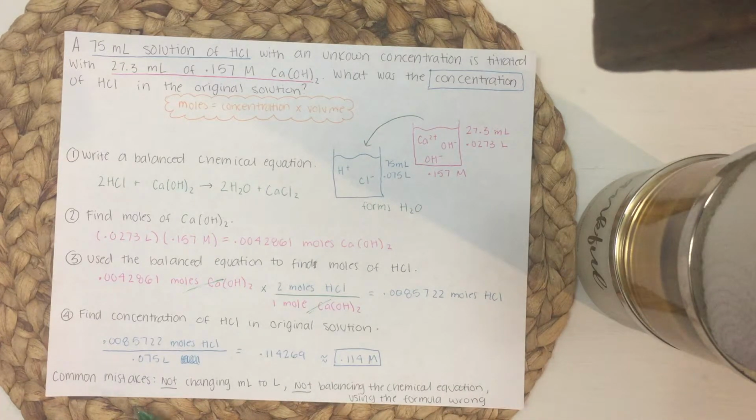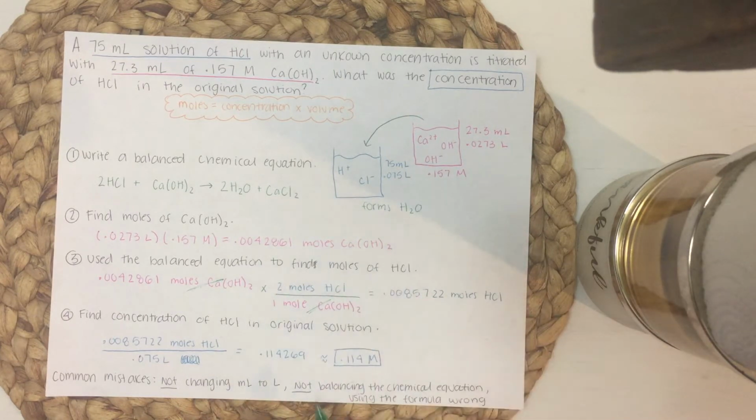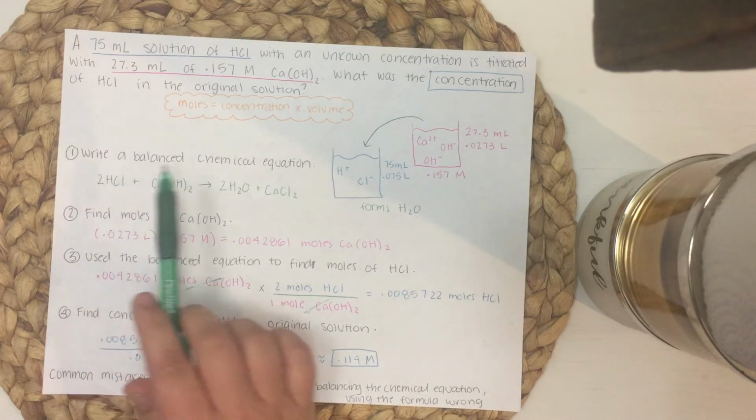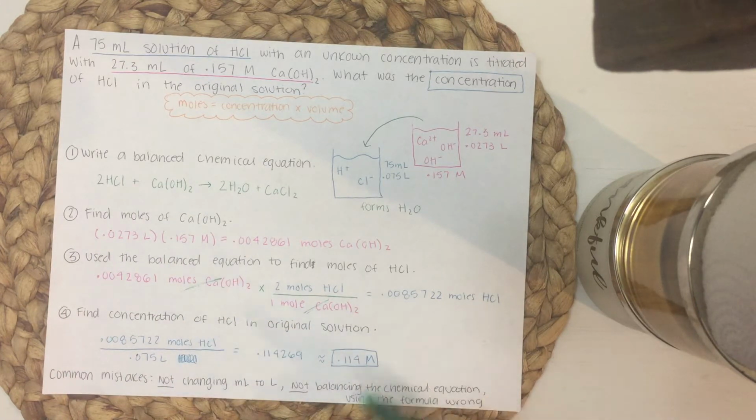Some common mistakes are not changing milliliters to liters, which we have to do in these types of problems, or not balancing the chemical equation. They just always have to be balanced, so you have to know that they have to have the same amount of hydrogens on one side as the other, calciums, vice versa, whatever element is in the equation.